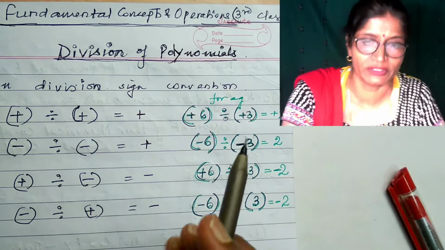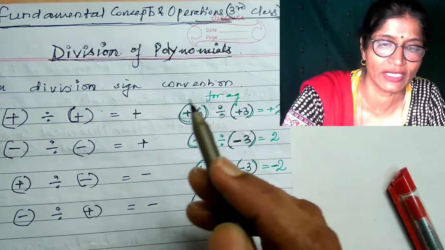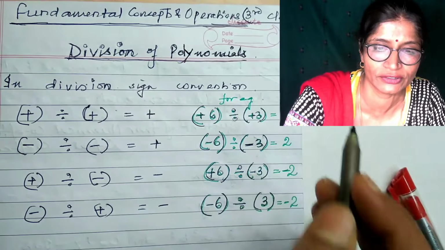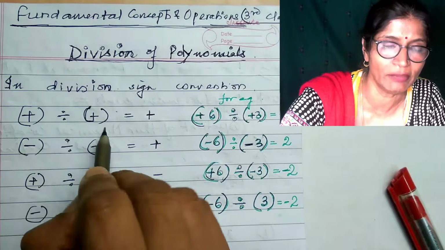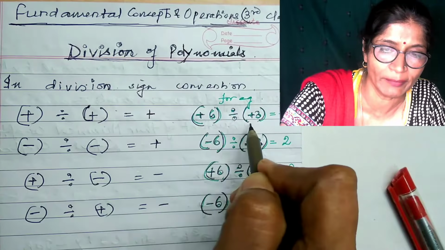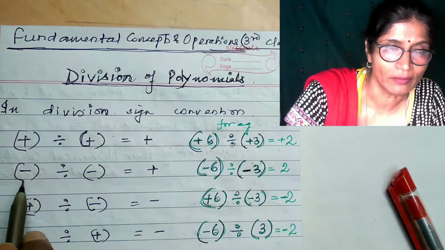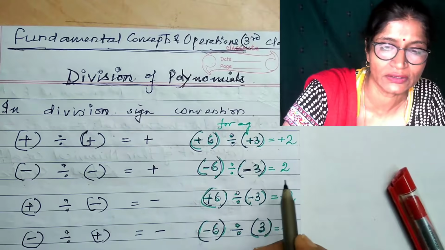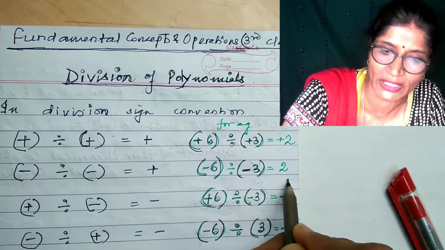Division of polynomials. In division, first, like multiplication, we have to know about the sign convention. In division also, plus divided by plus will be plus, like plus 6 divided by plus 3 is plus 2. Then minus divided by minus is also plus, like minus 6 divided by minus 2 is plus 2.